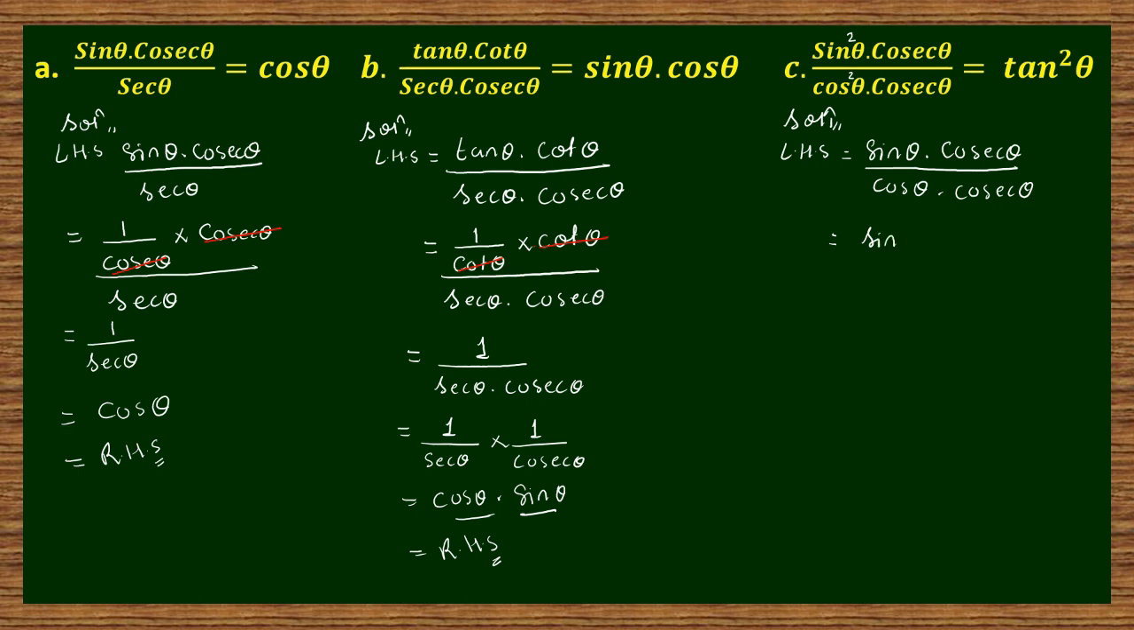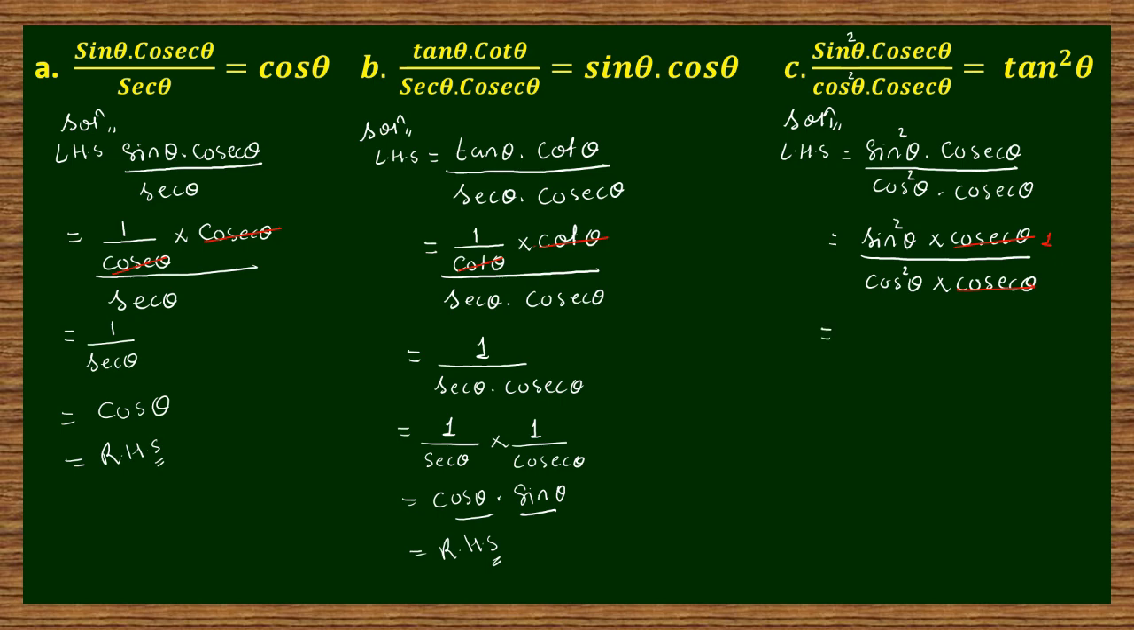We can write sin theta multiply by cosec theta divided by cos theta multiply by cosec theta. We can add a square over here. I'm sorry, I forgot to add the square. Sin square theta into cosec theta, divided by cos square theta into cosec theta, and we can cancel here cosec theta and cosec theta by 1. Okay, so we have sin square theta into 1 divided by cos square theta.